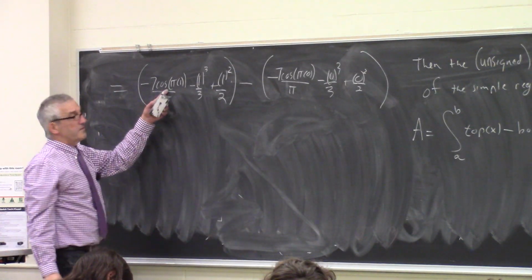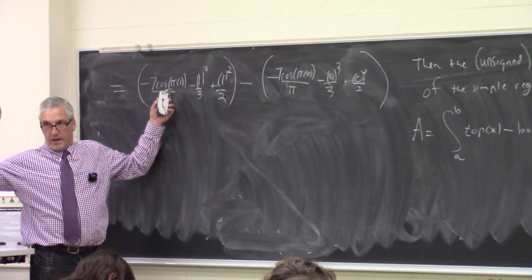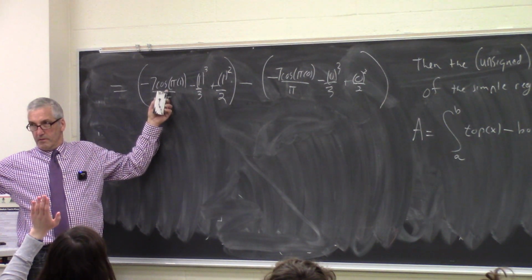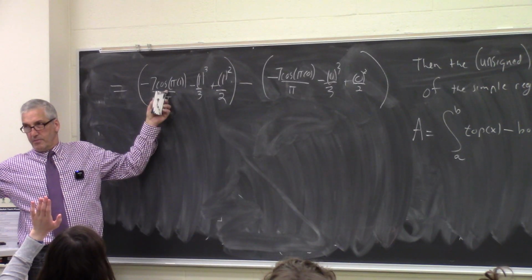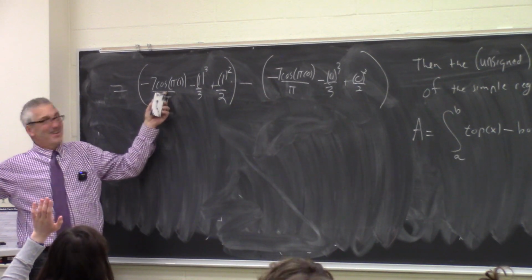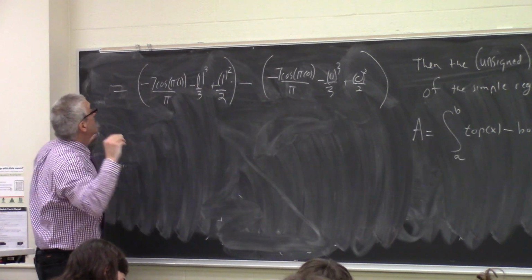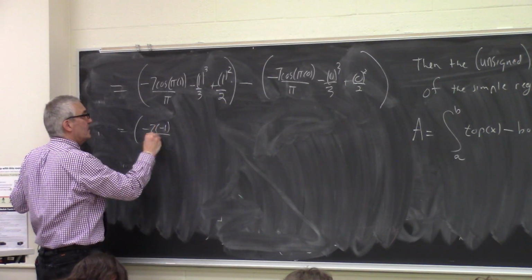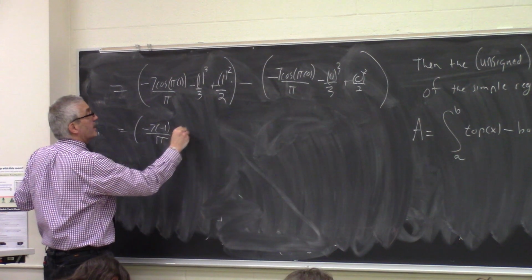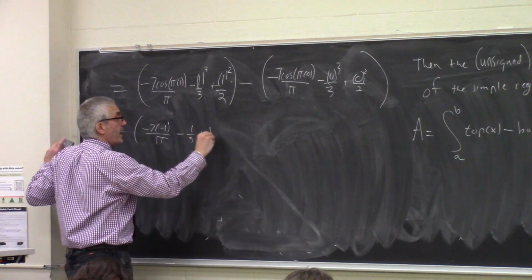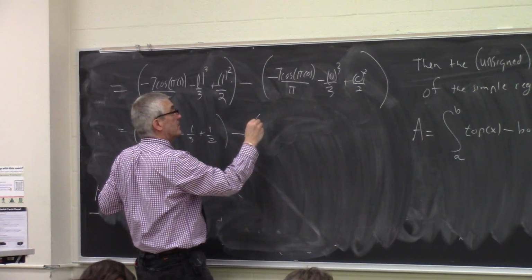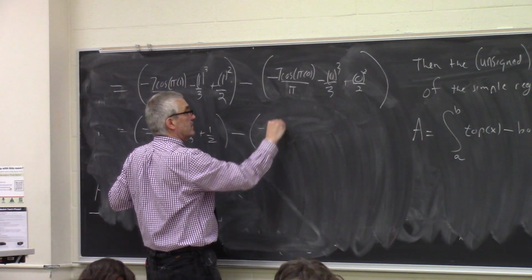So what's cosine of pi? Raise your hand if you know that. Alexander, is your hand up? It's kind of up. Can't ask me, you got to tell me. Good. Minus 7 times minus 1 over pi. Minus 1 cubed plus 1/2. You're on a roll, Alexander. What's cosine of 0? 1. Good.